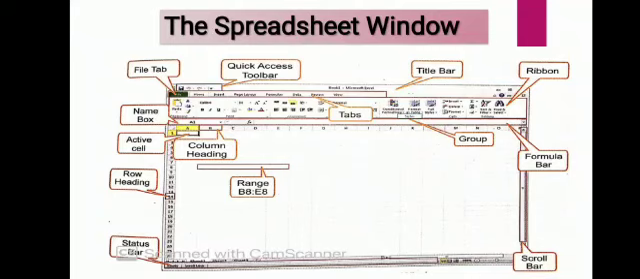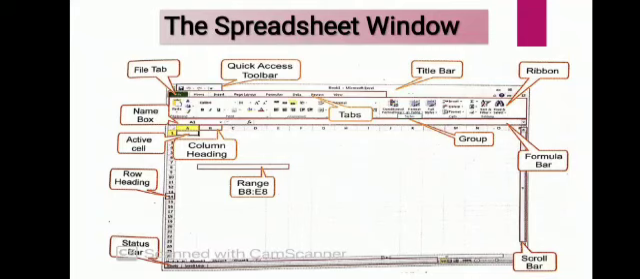Next is the column heading. Each Excel spreadsheet contains 16,384 columns and each column is named by a letter or a combination of letters. Similarly, for the row heading, each spreadsheet contains 10,48,576 rows and each row is named by a number.